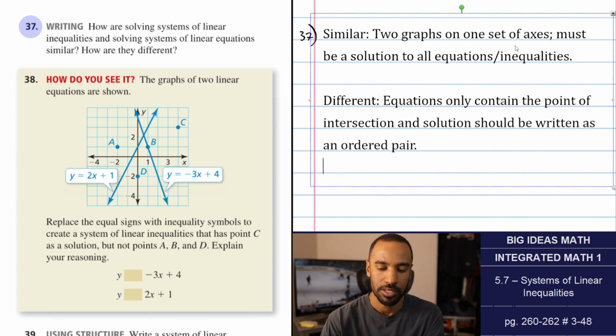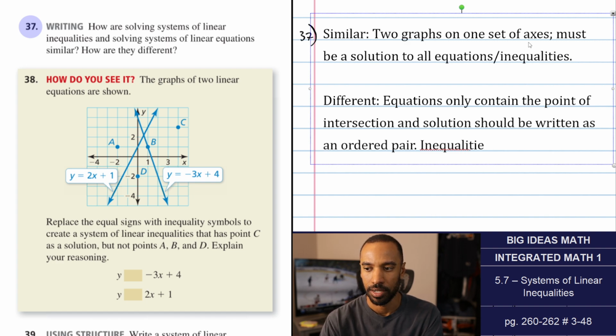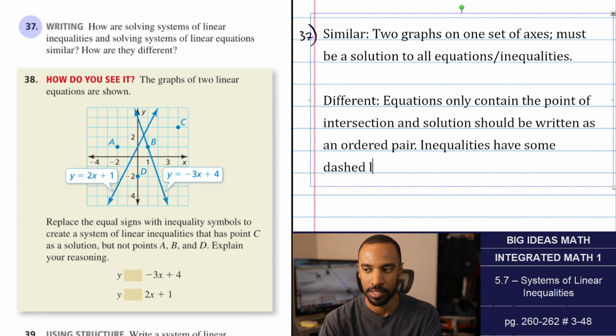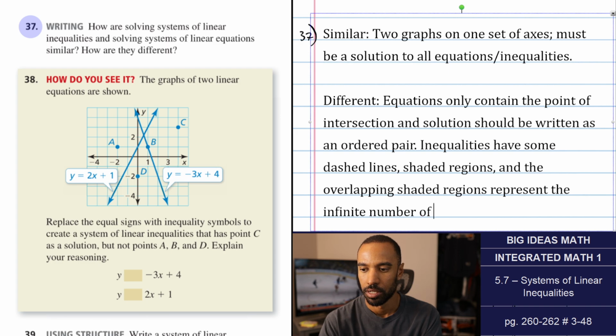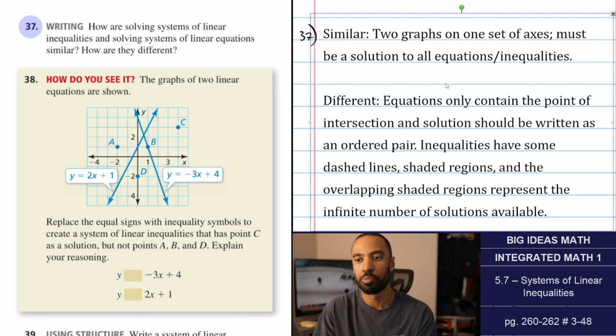Whereas inequalities have some dashed lines, shaded regions, and the overlapping shaded regions represent the infinite number of solutions. Not just one, but an infinite number of solutions available. Therefore, the graph is super important on that one.